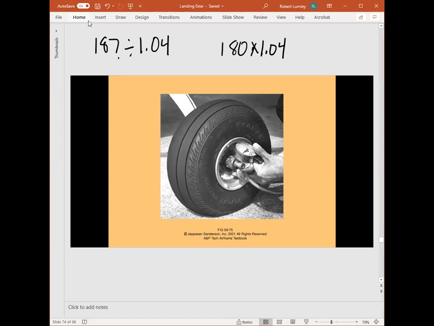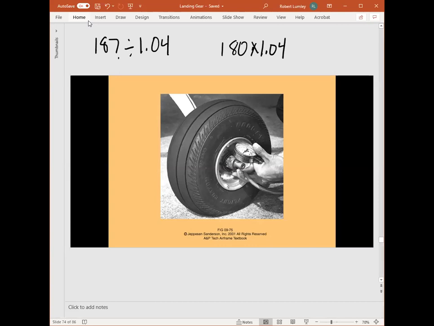Okay. Now, the other problem in tire inflation is temperature, okay? Our book tells us that it's 1% for every 5 degrees in temperature change, okay? What does that mean? Well, if we have a 20 degree drop in temperature, like from 100 to 80, we would have a 4% decrease in pressure.